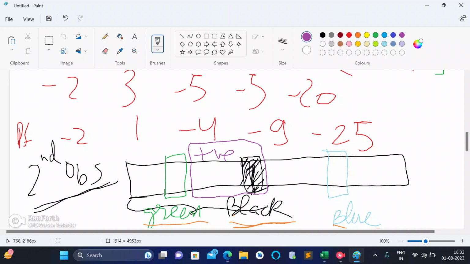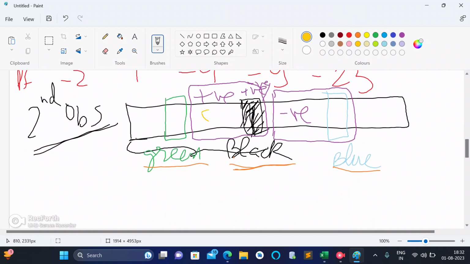Considering this slot, I am marking the slot with purple. It might be possible that this black number is positive or negative. This black number also might be positive or negative. Or let's say in this section we have some negative numbers. Again I'm repeating, let me mark it as section 1 and section 2. This is my section 1 and this is my section 2.